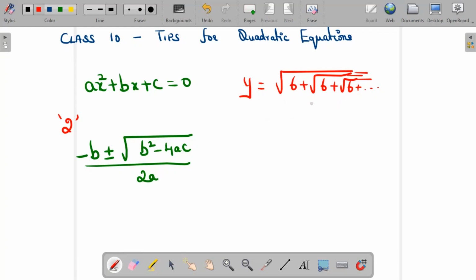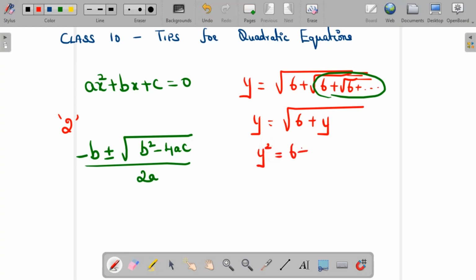If you look at it, you will see that y can be rewritten as root of 6 plus, and remember, this goes on infinitely. This root of 6 plus inside is going on again and again. It looks exactly similar to y. So you can replace this expression and write y is equal to root of 6 plus y. Now you can square both sides. You will end up getting y squared is equal to 6 plus y, which means y squared minus y minus 6 is equal to 0.